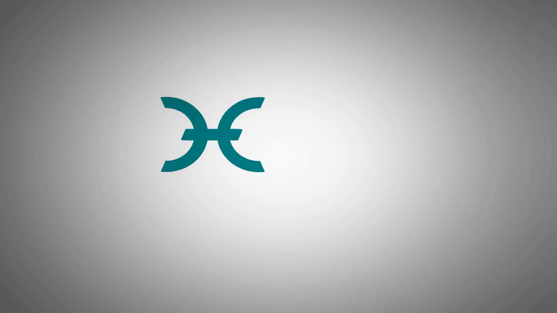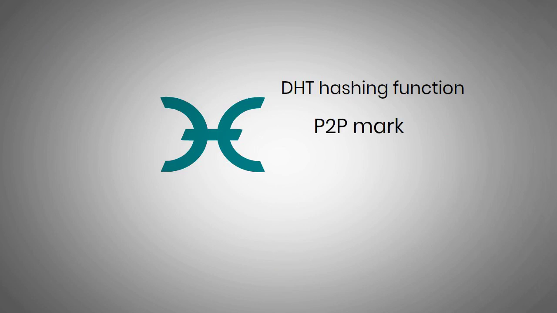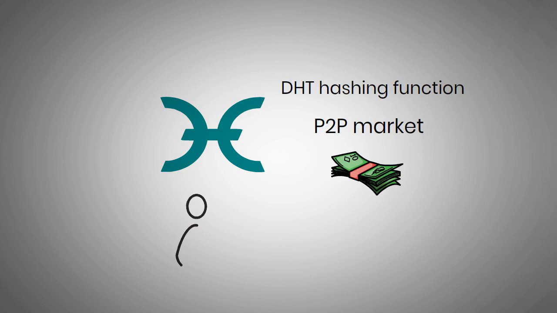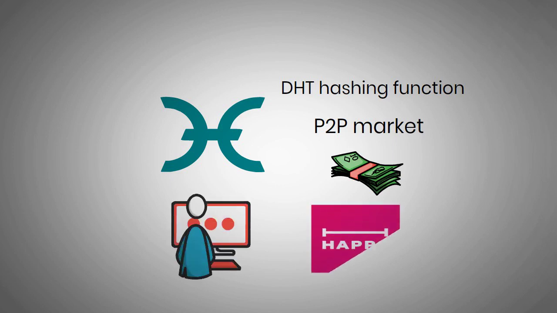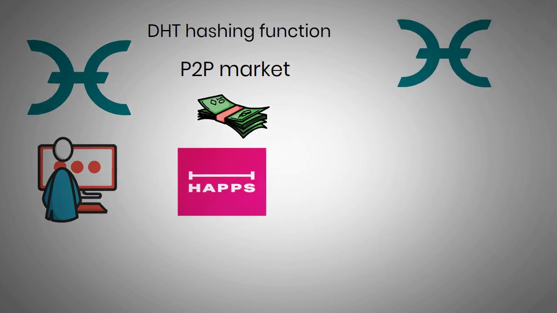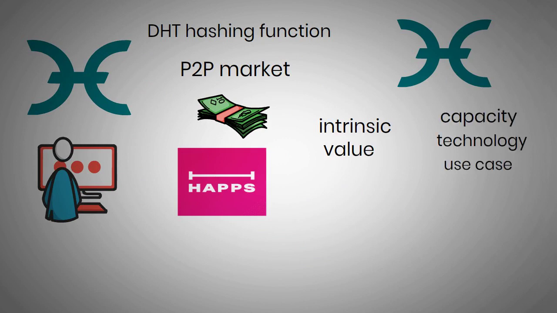Holo achieves uniqueness through the use of the DHT hashing function and its architecture, which forms a P2P market where users can get paid for hosting applications developed by other users and deployed to the Holochain app. Holo gains intrinsic value from its technical capacity, technology, use case, and level of adoption.